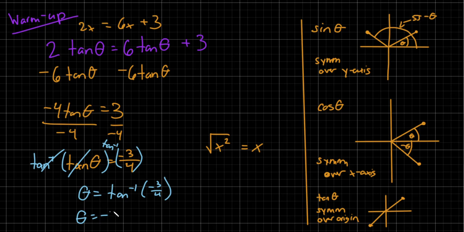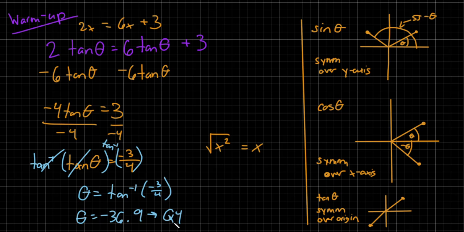Equals -36.9. What quadrant are we in? Quadrant 4. Is this my only answer? No. Where else? I would keep it in decimals for now. Do you want me to put it in radians? No.